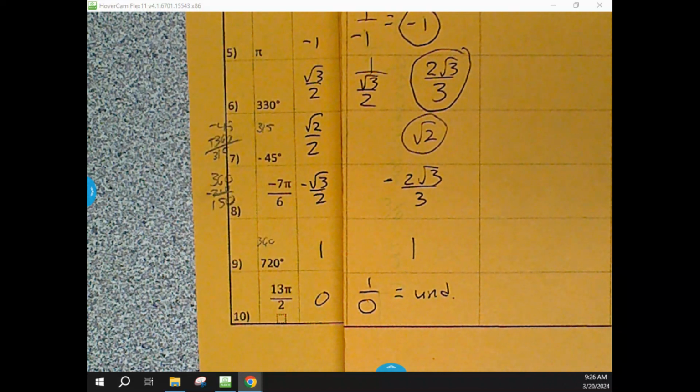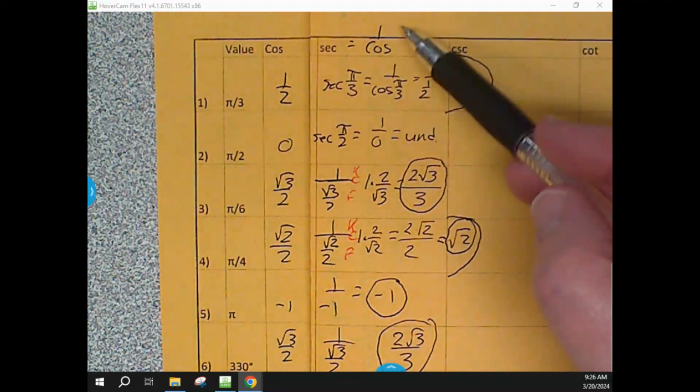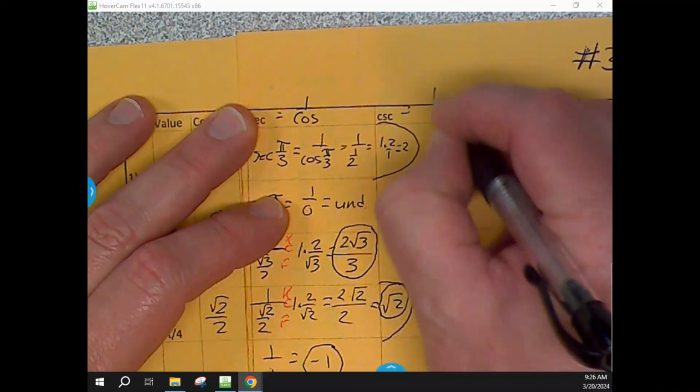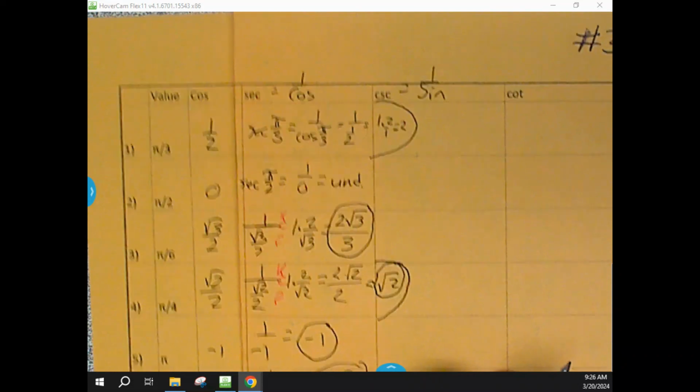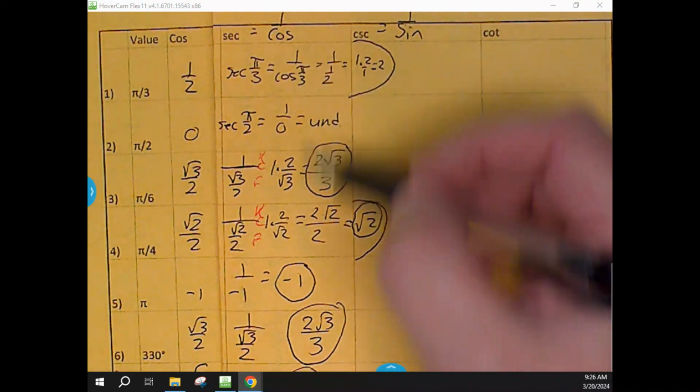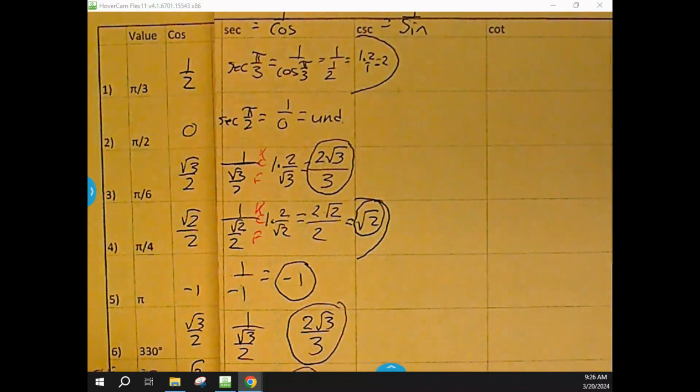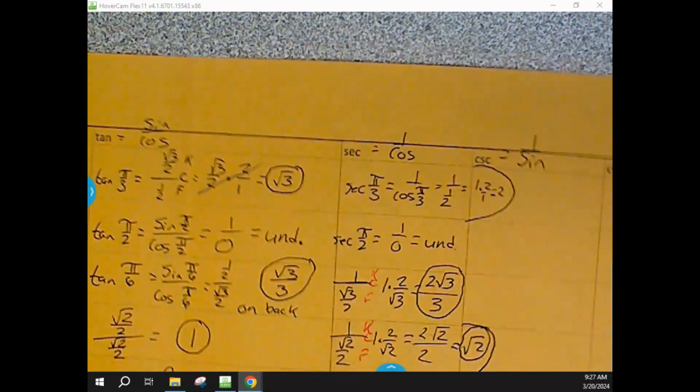Okay, now here's the good news for cosecant. For secant, it's 1 over cosine. For cosecant, it is 1 over sine. But here's the great thing: every answer you need for cosecant, you've already done for secant, because it's all the same answer. So if we fold the paper so we can cover this up, if we're doing secant and cosecant, all we need is the sine values. So I'm just going to cover up the tangent values for a minute.